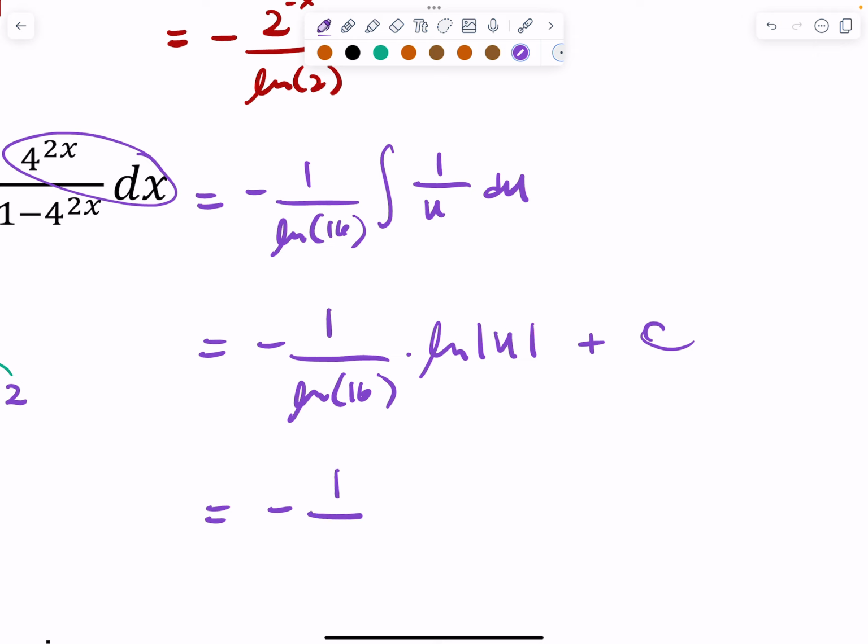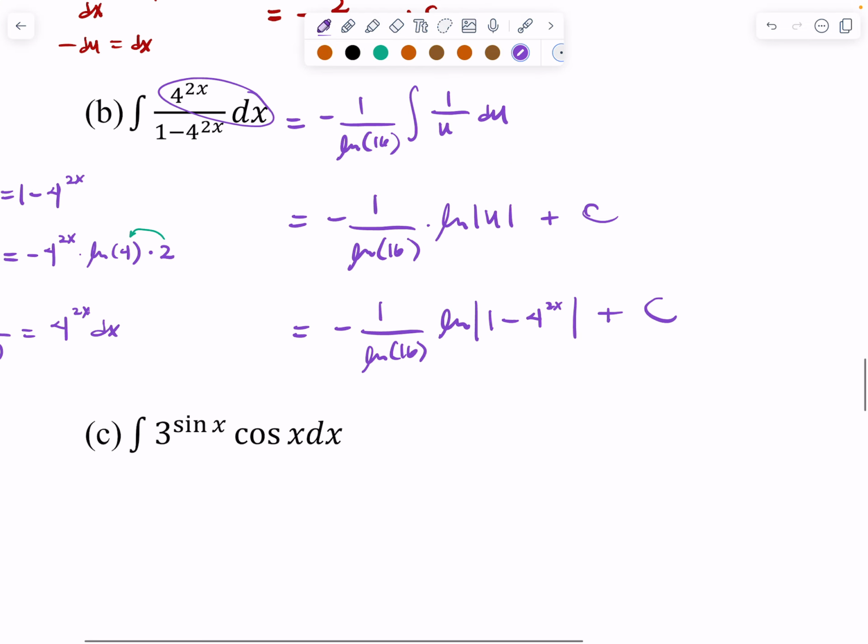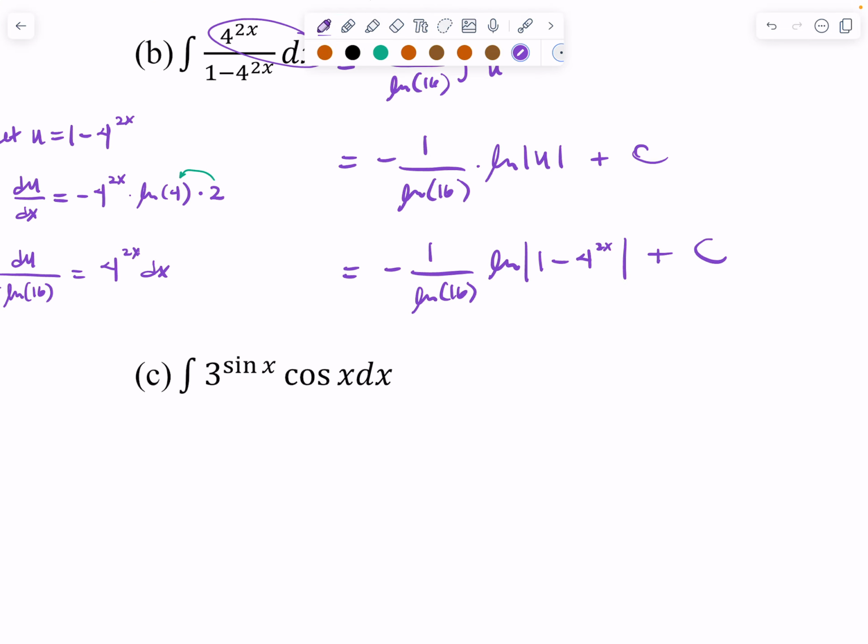And then substituting what we let u equal to back in, that'll be ln of absolute value of 1 minus 4 to the 2x plus c. The absolute value bars would be needed there.